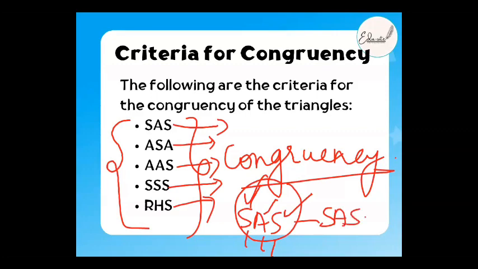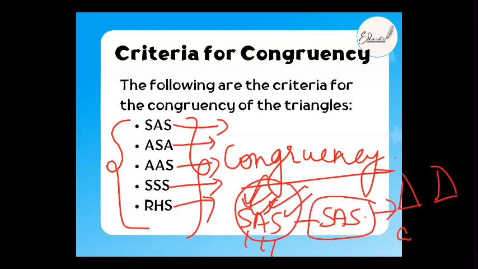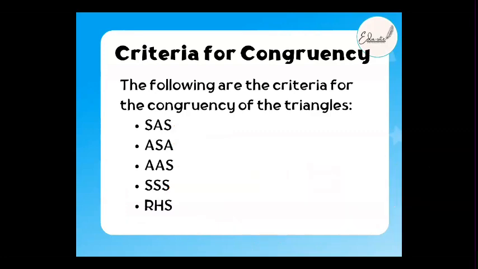Correct? Yes. If you have two sides equal and one angle equal, then according to the SAS postulate, you can write the two triangles are congruent to each other. Correct? We had discussed in previous class. Now tell me, what is ASA postulate? Quickly tell me, Laiba, what is ASA postulate?